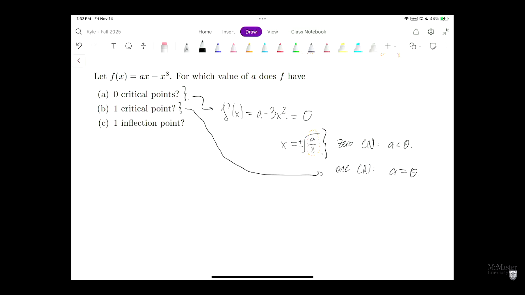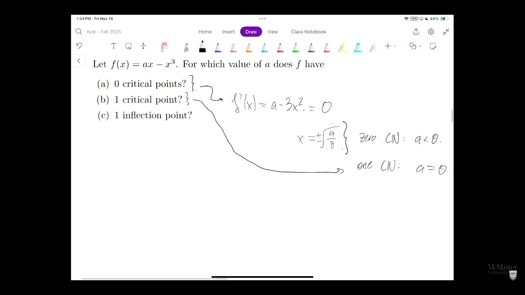The next question says, for which value of a does f have one inflection point? In order to find the inflection points, we should check the second derivative. f double prime of x is equal to negative 6x. And you'll notice that our a term disappears. So the presence of the inflection point is not determined by the value of a.